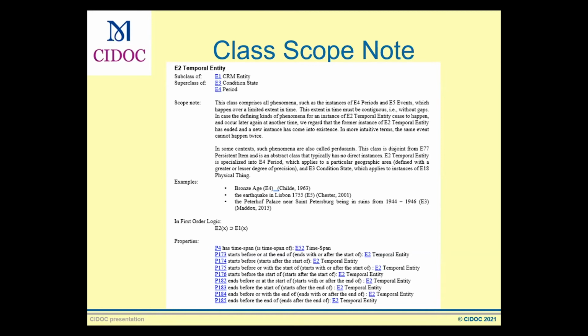And this is key to this idea of sharing data across the web, so that if I say that something is an E2 temporal entity in the case that I've put up here, you know exactly what I mean, and you will be able to say, oh, well, that matches my thing in my database.